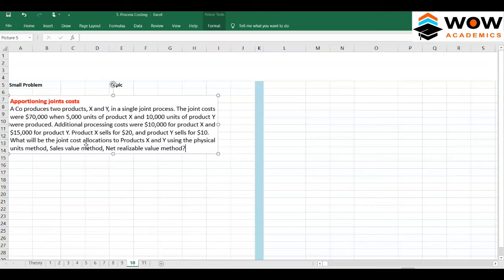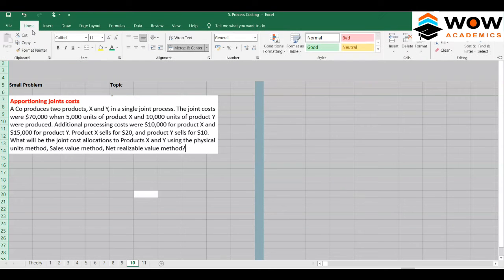So this is about apportioning joint cost. First we'll see what is joint cost, then we'll see the sum for this.